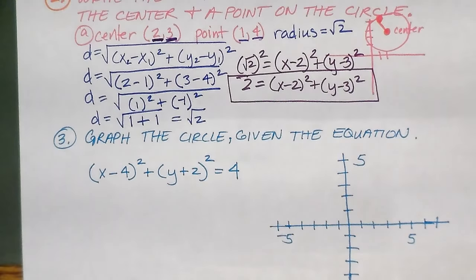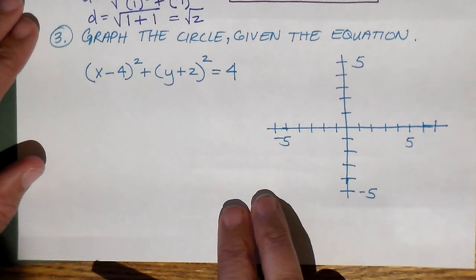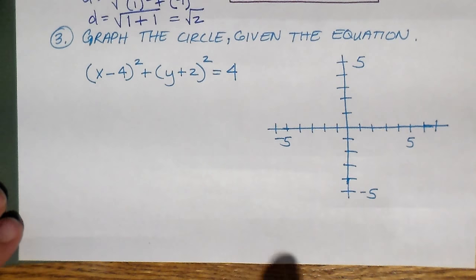And that's how you find the equation of a circle given a point on the circle and the center. You have to use the distance formula. Okay? So moving right along, let's do the next one. Graph the circle given the equation.